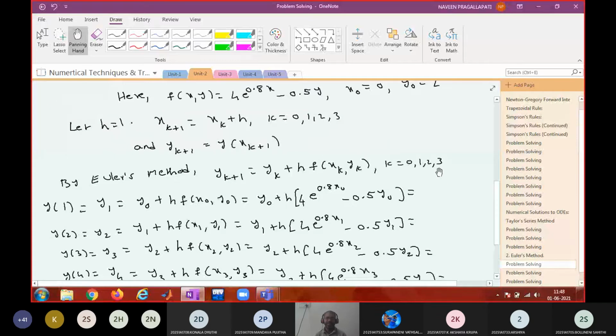So what is the simplification? 5. Exactly 5, yes, sir. Okay. y2, y of x2. Now x1 is 1, y1 is 5. x1 is 1, y1 is 5. y1 value you copy from the previous step.